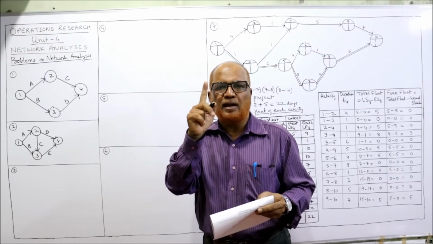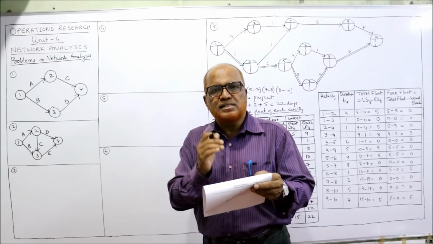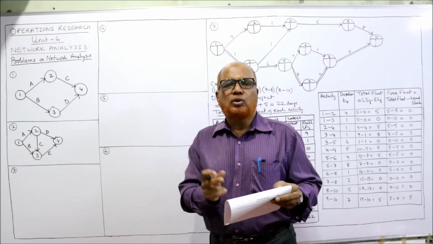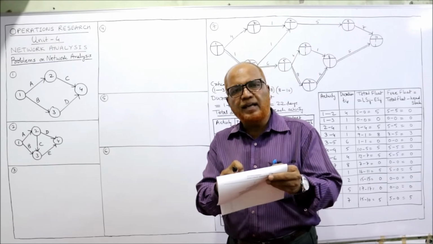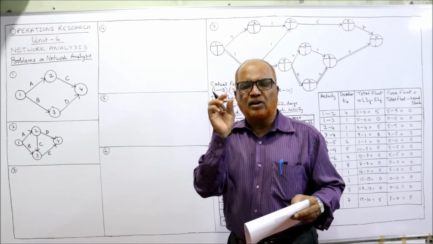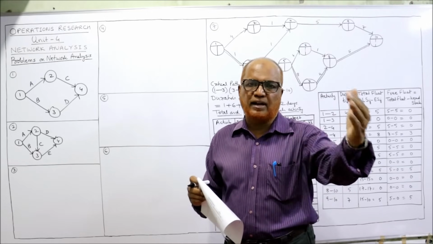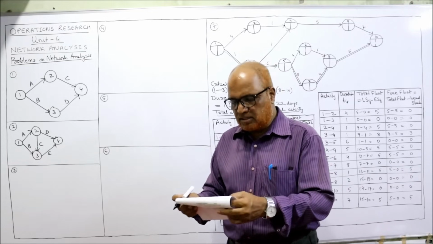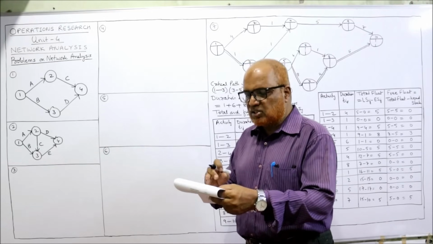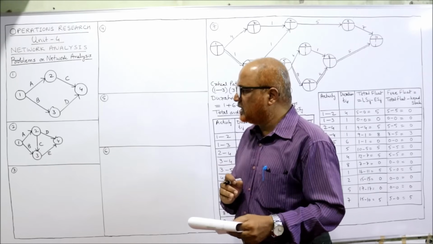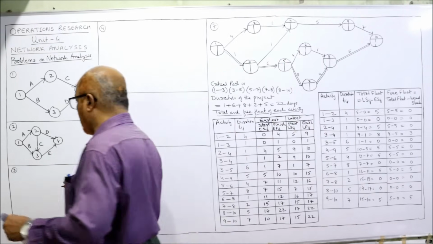Beginning event is 1, ending event is 2. Second activity 1 to 3. The beginning event is 1, ending event is 3. So instead of giving the names, here it is given where it is starting and where it is ending. Right? So first activity is 1 to 2. Second activity is 1 to 3. Now see carefully how I am drawing.